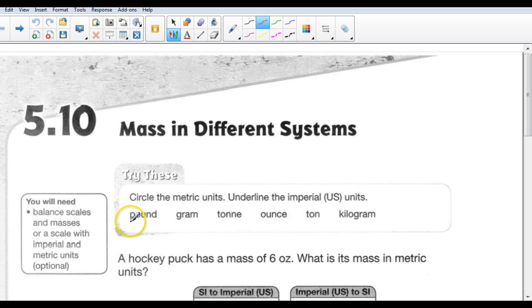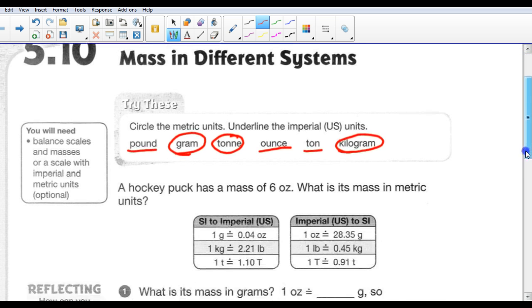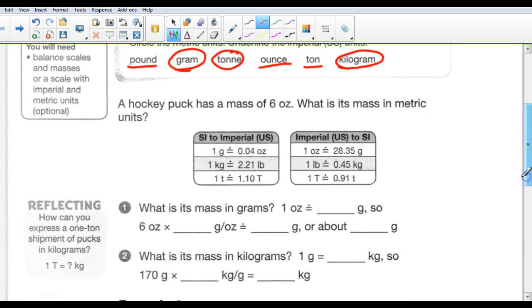Okay, so pound is imperial, so we're going to underline it. A gram is metric, so we're going to circle it. A ton with an NE on the end is metric, so we're going to circle that. An ounce is imperial, we're going to underline that. This ton, T-O-N, is an imperial US unit, so we are going to underline that. And kilogram is a metric unit, so we're going to circle that. Okay? All right, let's get right to an example.